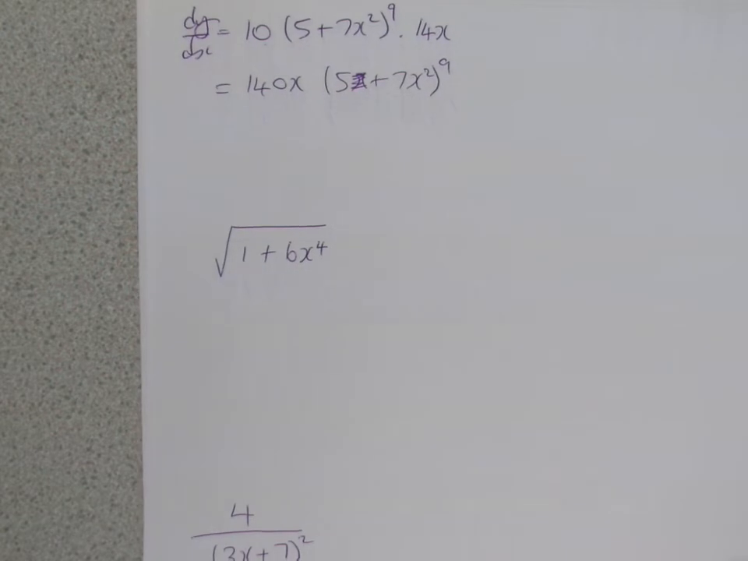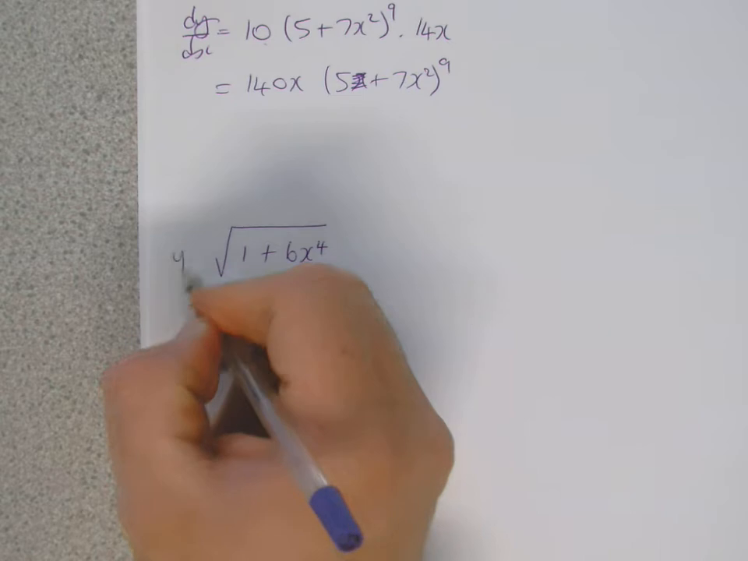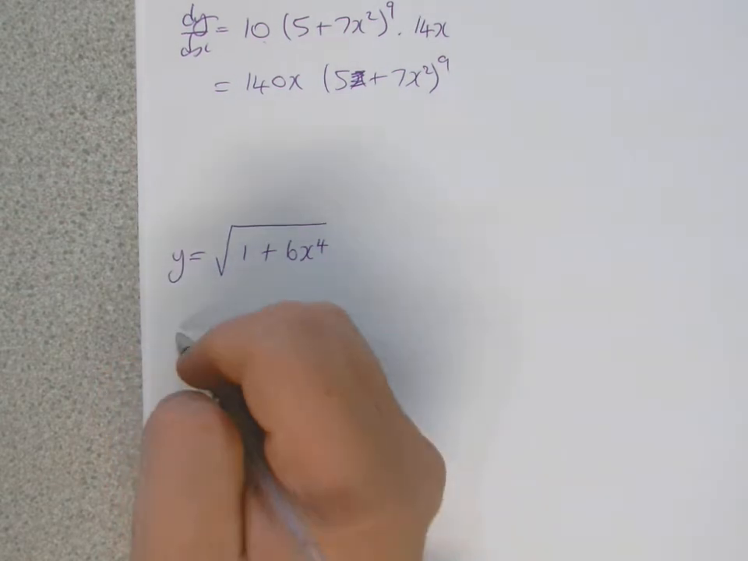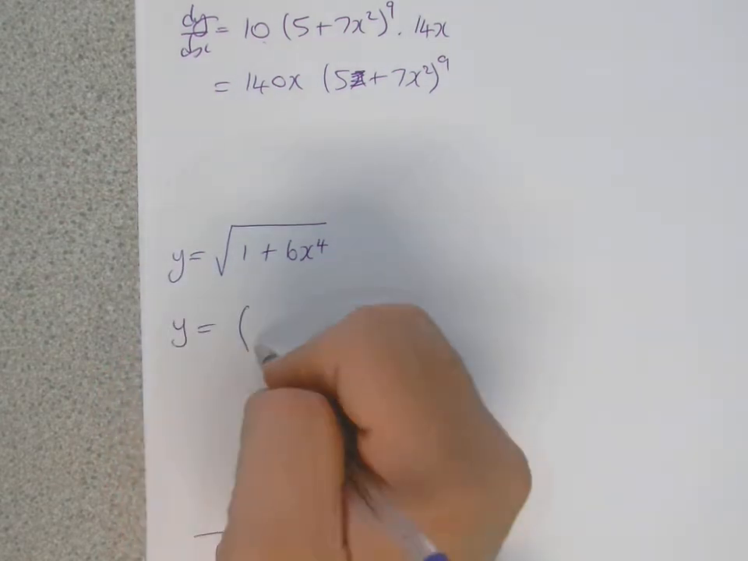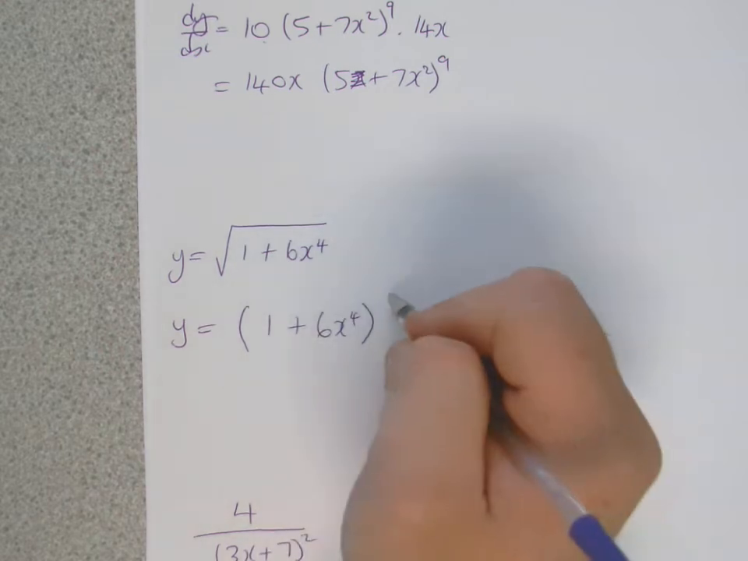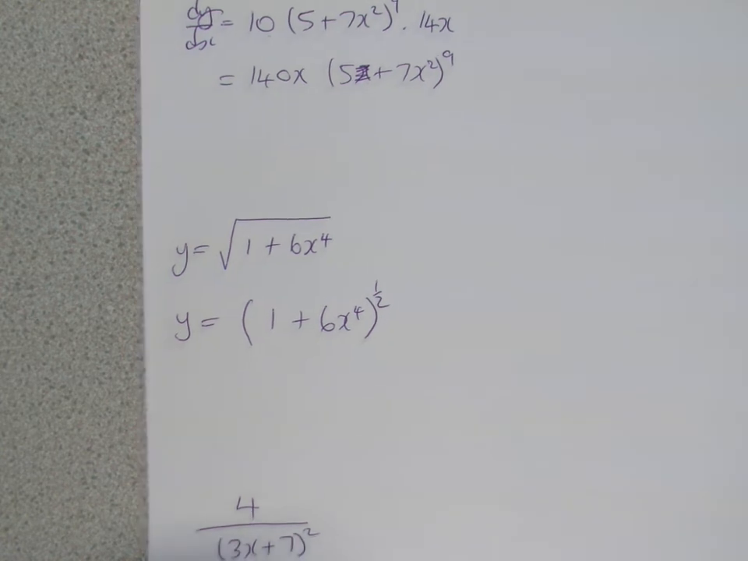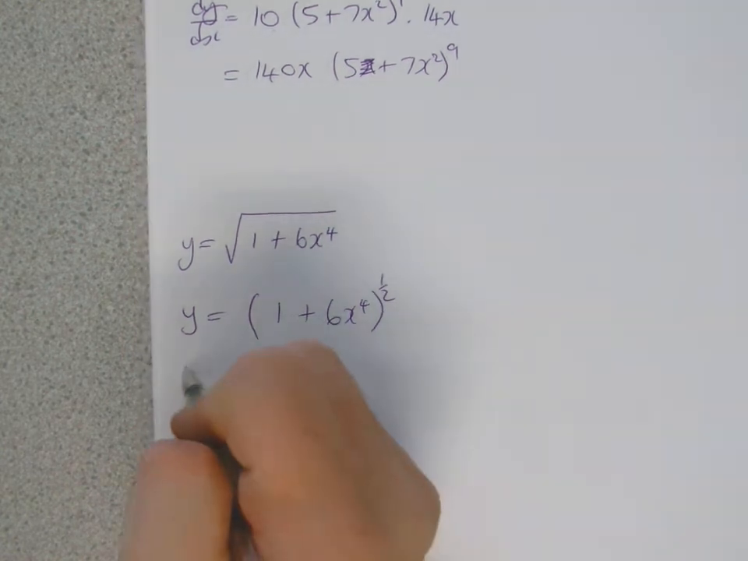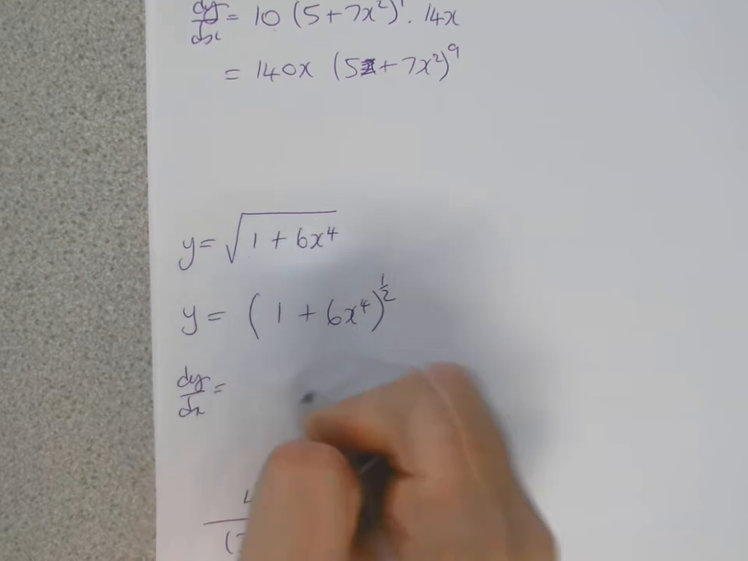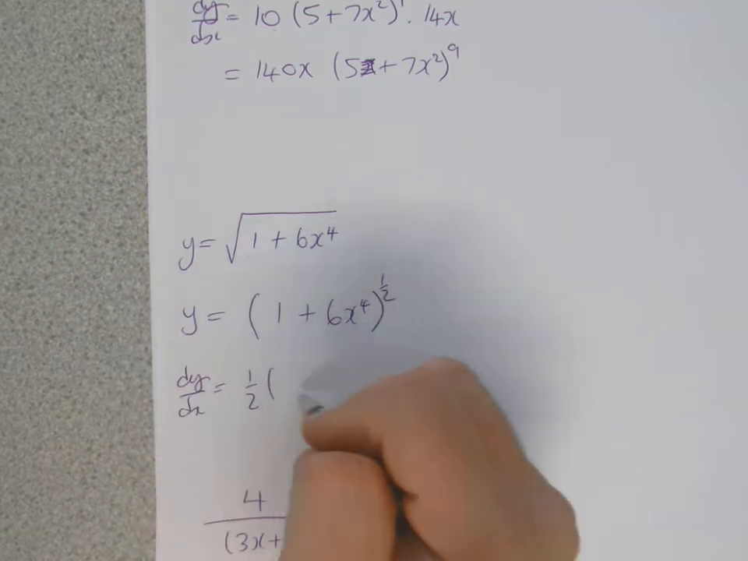Okay, second question, right? We've got this, now root. Again, we've got to call it y equals, yeah? But the first step I would do now is get rid of that root and write it as a power. Of course, we know the square root is the power half, right? So do that first, and then you've got no problem. So dy dx then, as I said, differentiate the outside function, the bracket to the power half, bring the half down.